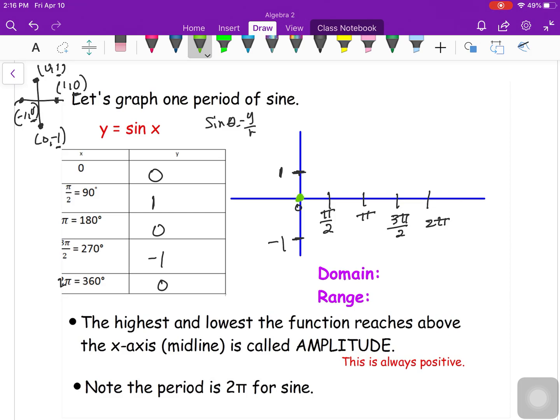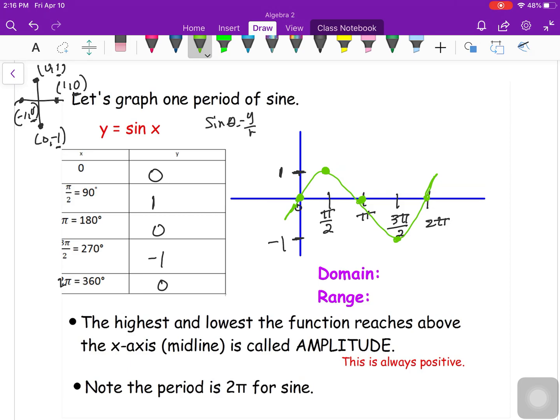So I've got 0, 0, pi over 2, 1, pi, 0, 3 pi over 2, -1, 2 pi, 0. And when I go through those points, I have one cycle of sine. And since I know it's cyclical, that's how come I continued on. But I'm not going to put arrows because it just comes up and back down, up and back down.